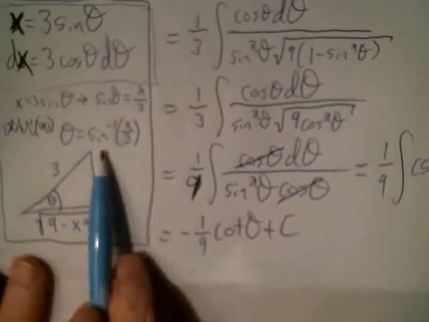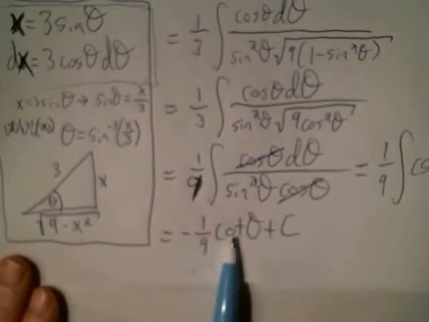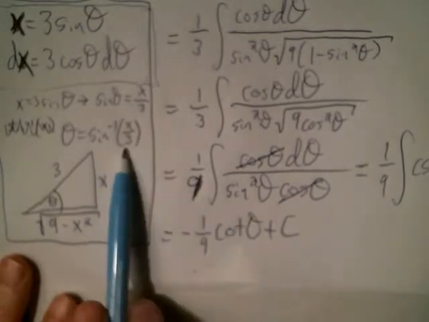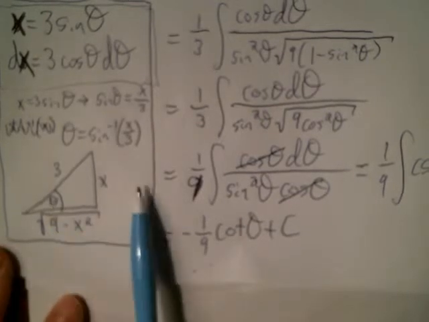Okay, and now I have to go back to this information. So this is really negative 1/9 cotan of sine inverse of x over 3. To evaluate cotan of sine inverse, in other words, cotan of this angle, you could use this triangle. Cotan of this angle is the ratio of sides of this right triangle. So cotan, remember, is adjacent over opposite. So I could replace cotan of theta with square root 9 minus x squared all over x.